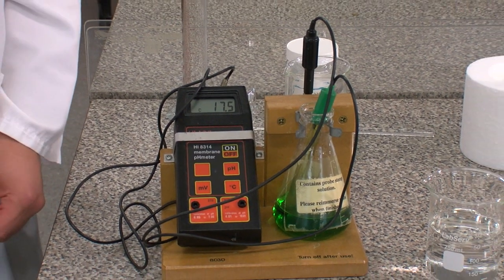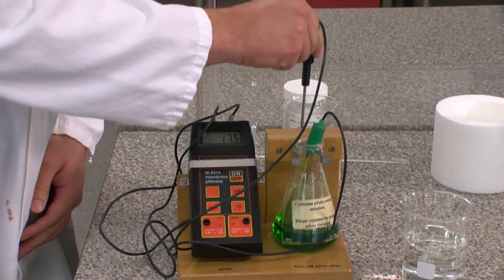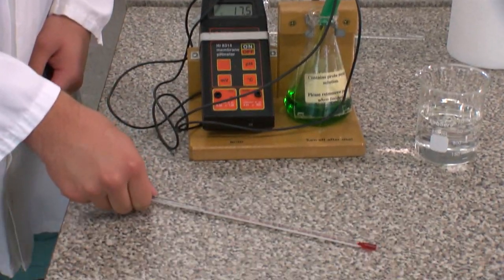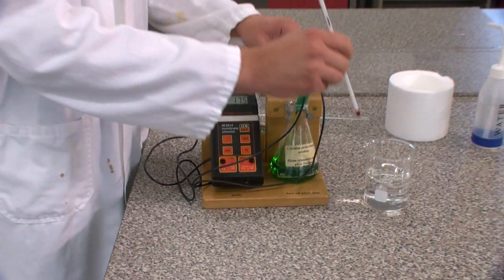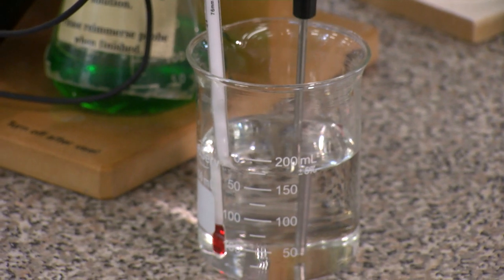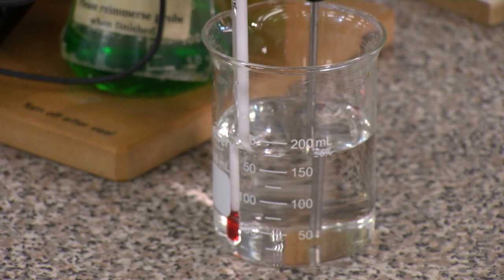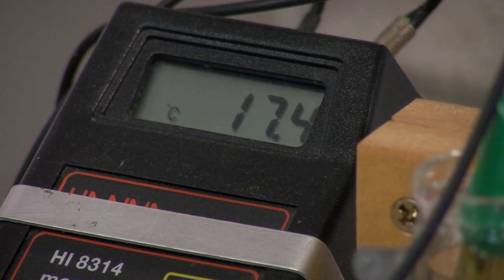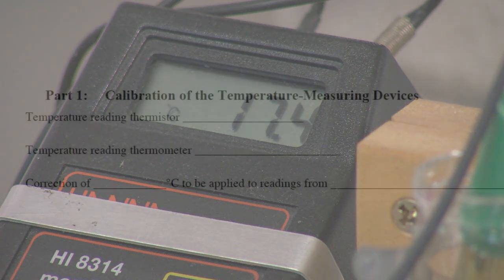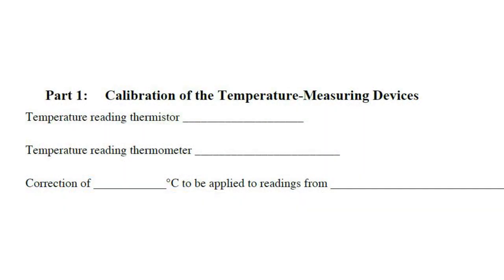We will be using 2 thermometers, an electronic thermometer, a thermistor, and a manual thermometer. Use both to measure the temperature of a beaker of water, allowing a few moments for the reading to stabilize. If there is a difference in the temperatures, take the thermistor as correct. Note on your report sheet the difference in temperatures between the 2 thermometers, whether that's positive or negative.